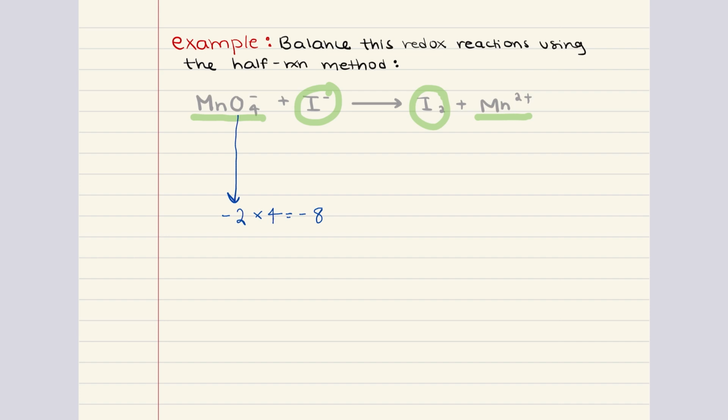Now, something that's important to keep in mind is that the sum of the oxidation numbers of the atoms that are present in a polyatomic ion, like permanganate, is going to be equal to the charge of the ion.